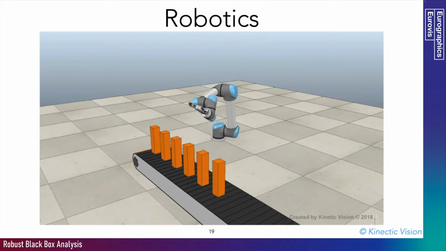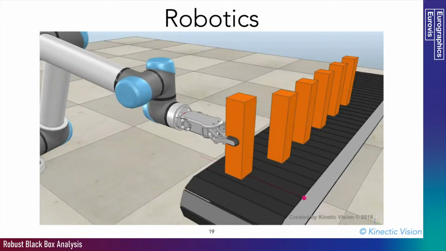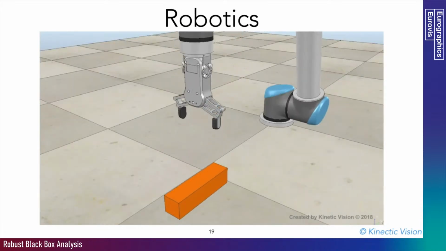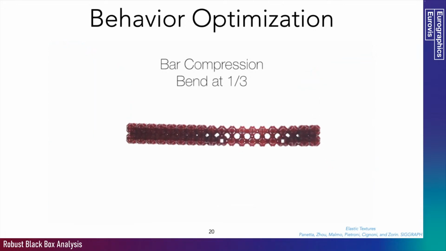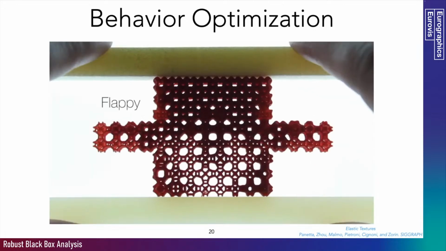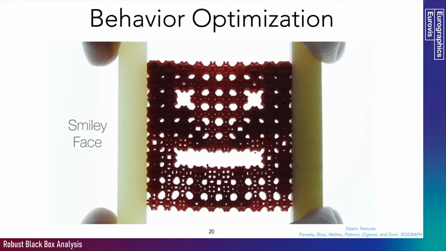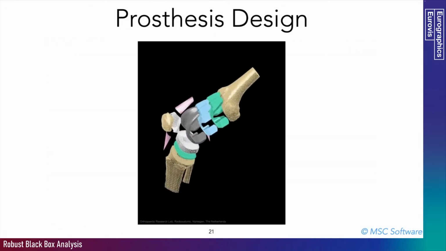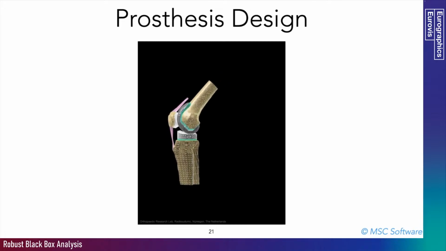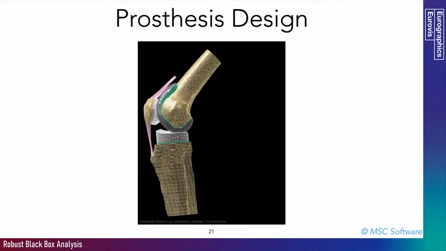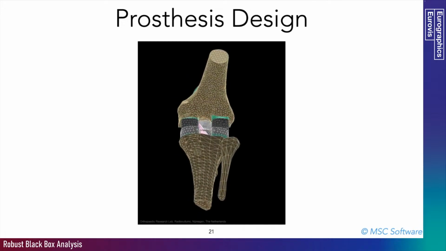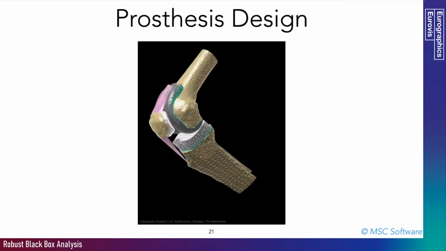Connected to this is robotics, where we want to simulate paths of, in this case, a robotic arm to check that it is safe and it's satisfying its purpose. Other examples are behavior optimization of materials, where we want to use a single base material, but by changing the geometry, we can get it to deform in a way that we prescribe. Or to design prostheses for a specific person, where we start from a medical image and then we design a prosthesis for that person, and then we simulate how it will behave.